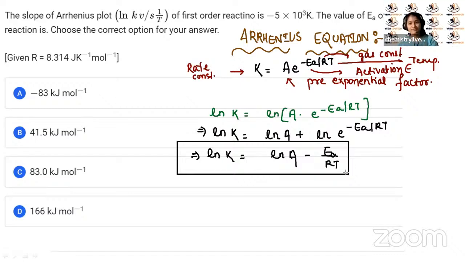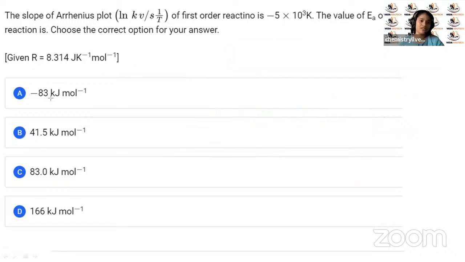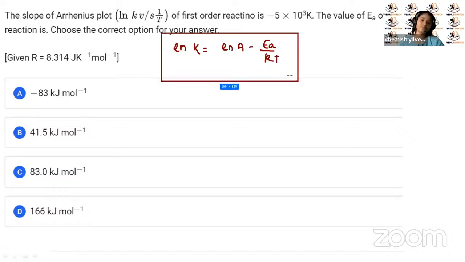Okay, so we'll remove everything else and we'll just write this equation. Yes, so the different form of your Arrhenius equation is ln K is equal to ln A minus EA by RT. This is going to be your Arrhenius equation. Now what is given? There is a graph plot between ln K versus 1 by T. So if we see, this will be a graph of a straight line, y is equal to mx plus c in terms of this.